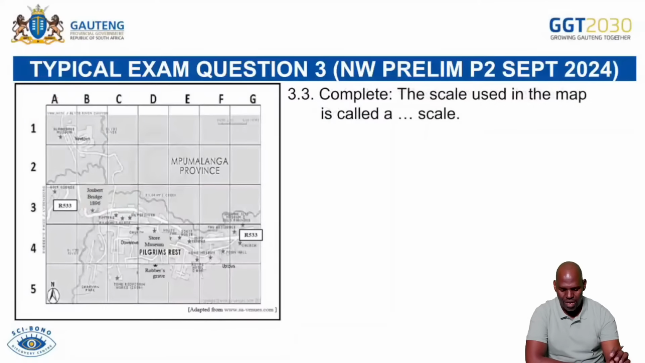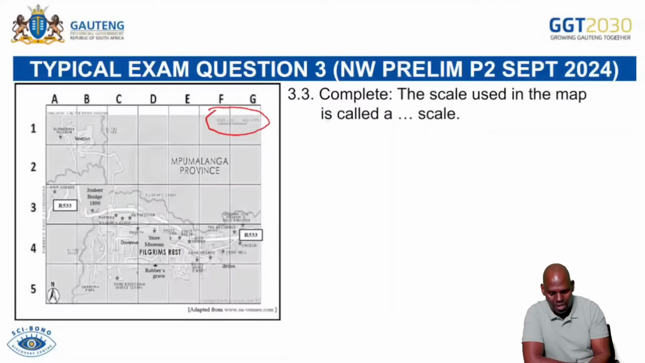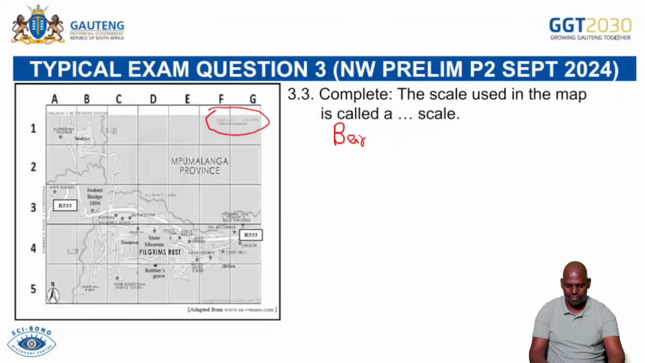And then number 3.3, it's complete. The scale used in the map is called... okay, I have already explained different types of scales. Actually, we've got two of them. So in this case, you just have to look on the map and tell what type of scale is given. If I check, there is a scale, there's a line there. So the scale in this case is a bar scale. You can just indicate the word bar or you can write it in full, but in this case we have to complete, and this is actually a bar scale.